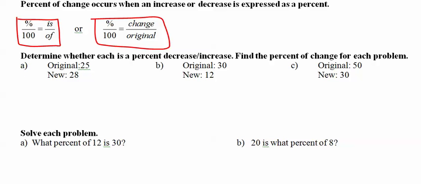Determine whether each is a percent decrease or increase, and then find it. Started at 25, went up to 28. Okay. The original is 25. The new is 28. So it increased by 3.